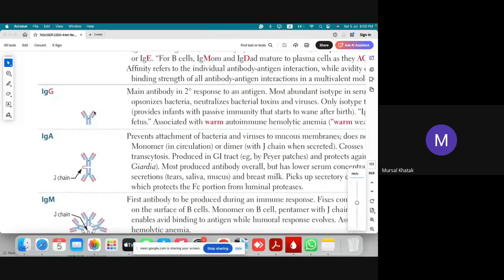Can you explain it again? Okay. It's going to be a topic of our hematology, right? But let me just explain it. No problem. What is autoimmune hemolytic anemia?